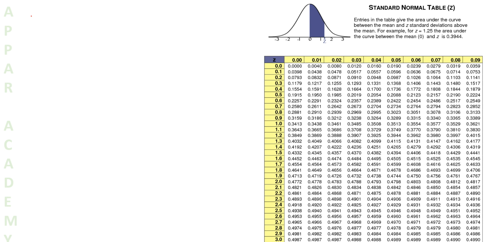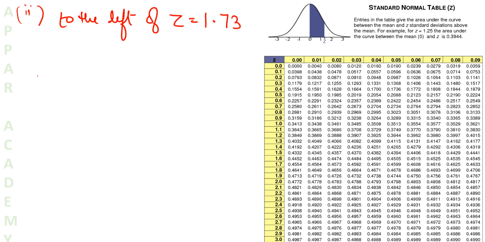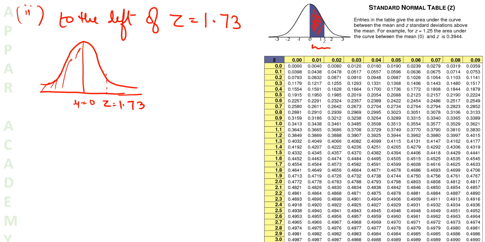Now, part number 2. Our second part was to the left of z equal to 1.73. So let's sketch it again. Over here also it's marked that this is the area lying between 0 and z, right? So let's mark it to the left of z equal to 1.73. This is very important: first of all you mark mu equal to 0. That will make it easier. So z equal to 1.73 to the left. To the left means this area.